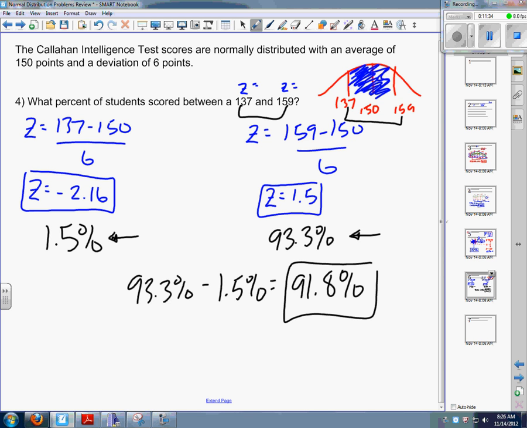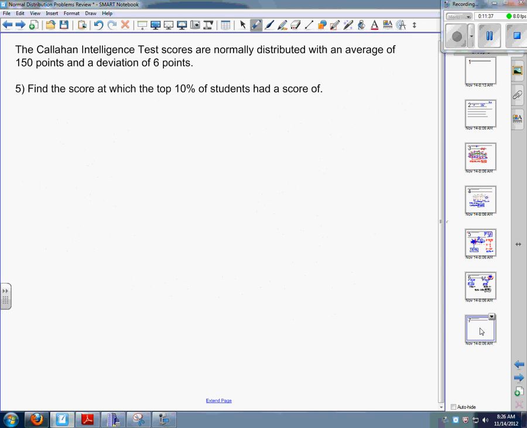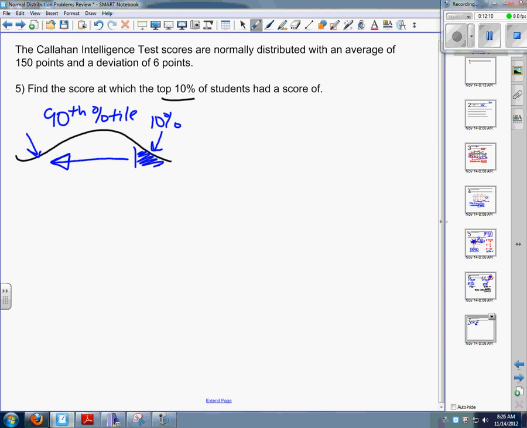Okay, next problem. Find the score at which the top 10% of the students had a score of. So you know what score puts you in the top 10%. So if you draw a curve, the top 10% is this right here. So if you go to the table and you look at 10%, that's going to give you something down here for 10%. The top 10% means you have to look for the 90th percentile, okay? Because it's always coming from the left. So there's going to be 90% of the data back this way.